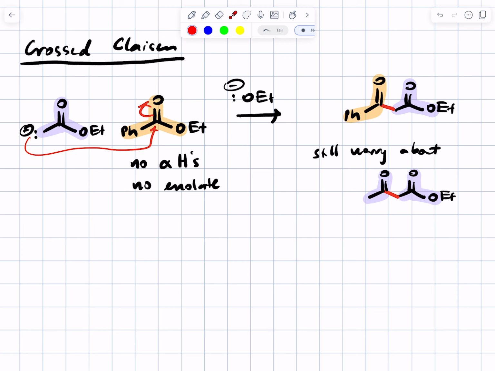Okay, so read that about cross-Claisen workarounds to get an idea, but there's not a whole lot new there relative to what we talked about for the cross-aldol reaction.